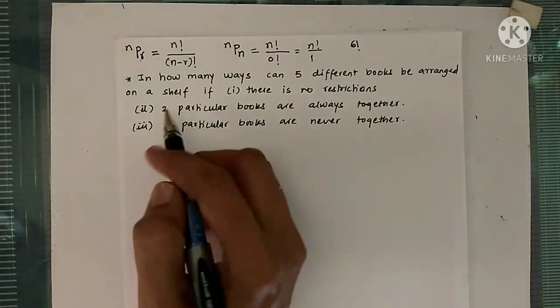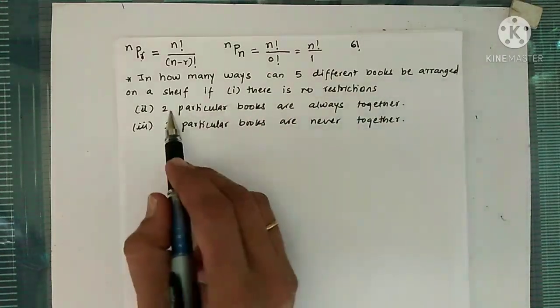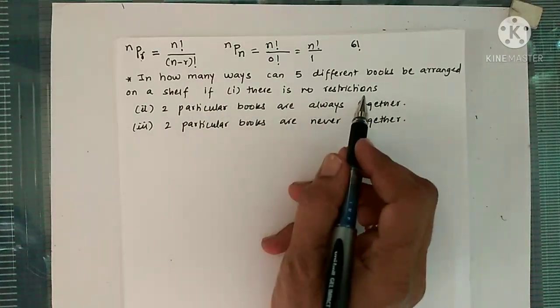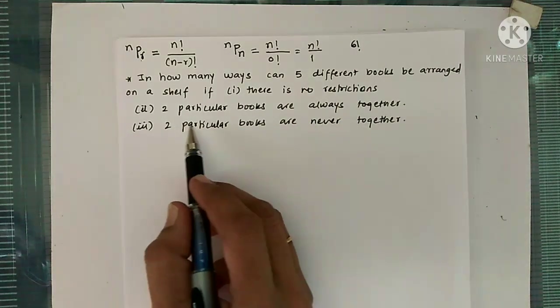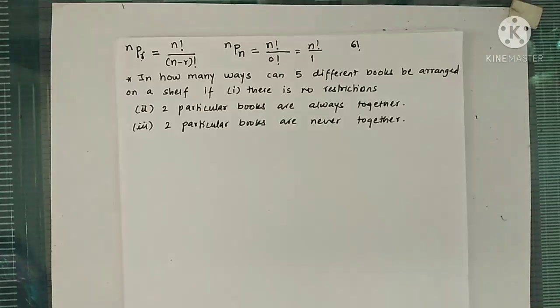So the first question is, in how many ways can 5 different books be arranged on a shelf if there is no restriction? Second question is, 2 particular books are always together. And in the third one, 2 particular books are never together. So first let's find out the first question.